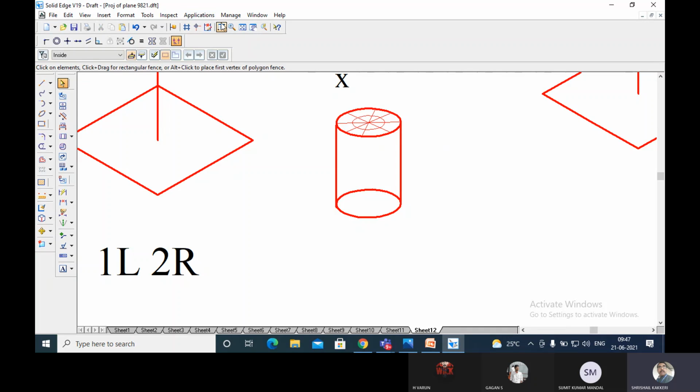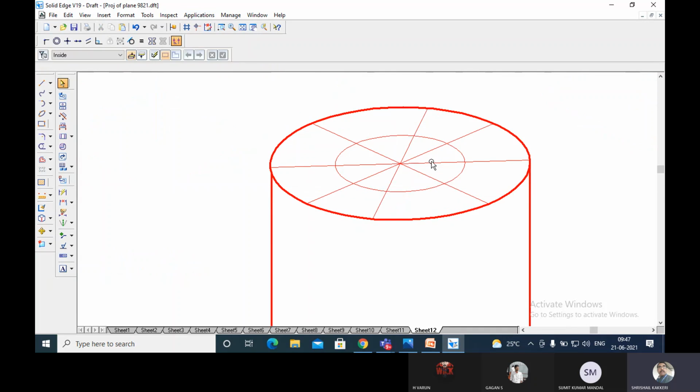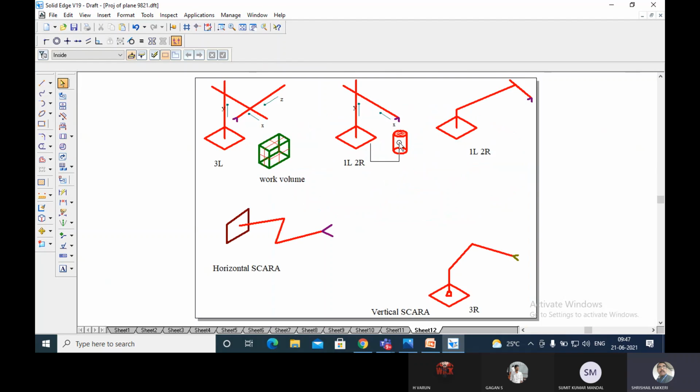See, the work volume generated will be like this. It will be smaller here, and bigger there. That means the repeatability and accuracy will be very good when the arm is not extended. Once the arm is extended more, the repeatability and accuracy will be poor in this case. And these are called the cylindrical coordinate system.